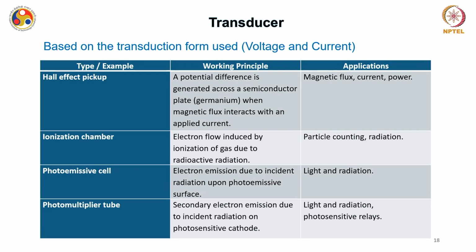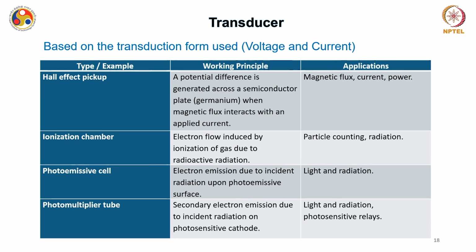Okay. Now some of the transducers are very much sensitive to change in the voltages and change in the current. Like we have devices like the Hall effect pickup. Similarly, ionization chambers, photoemissive cells, photomultiplier tubes, where there is a change in the current or a small change in the potential drop. Okay. Say for example, Hall effect pickups.